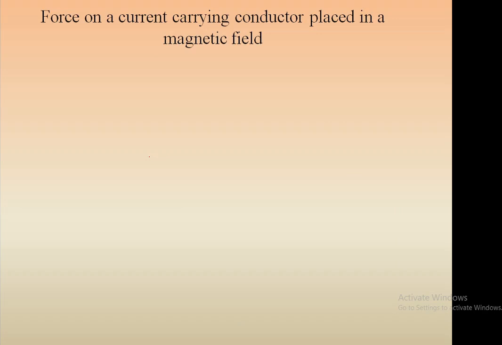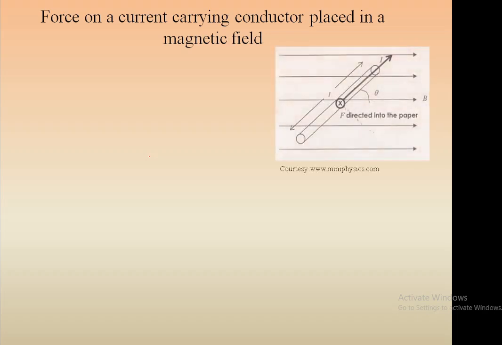What happens when a current carrying conductor is placed in a magnetic field? A force acts on that conductor, and as a result the conductor is in motion. In the figure we can see a current carrying conductor is placed.